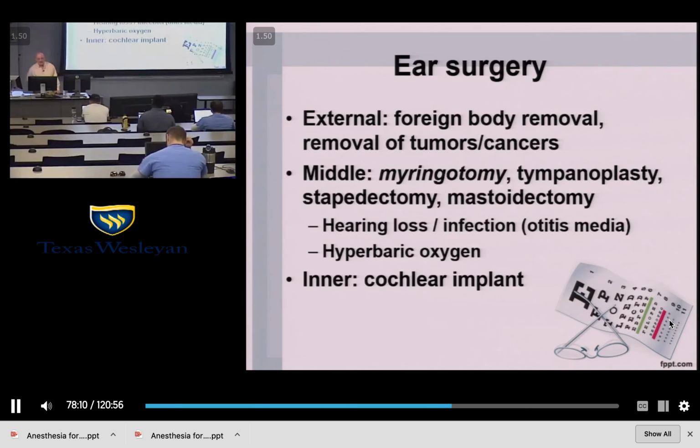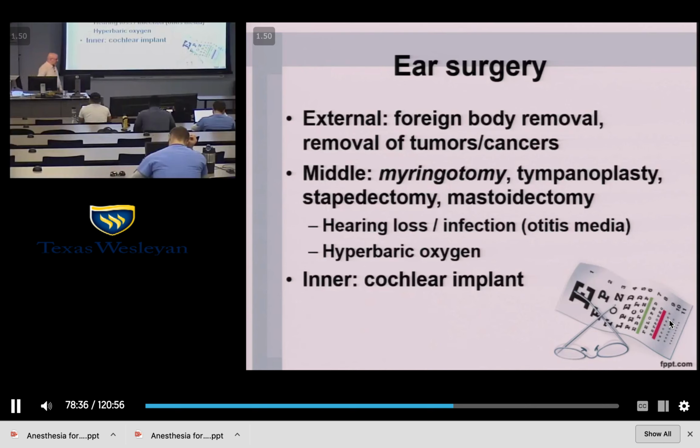Any type of ear surgery, this patient is absolutely prone to post-op nausea and vomiting. Any ear surgery, they're prone to post-op nausea and vomiting. So external ear surgery, you see there. Middle ear surgery, you see there. And an inner ear surgery is when someone has a cochlear implant done.